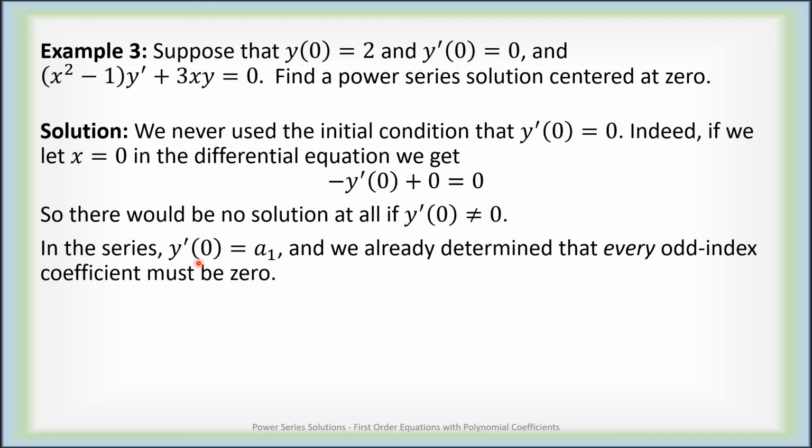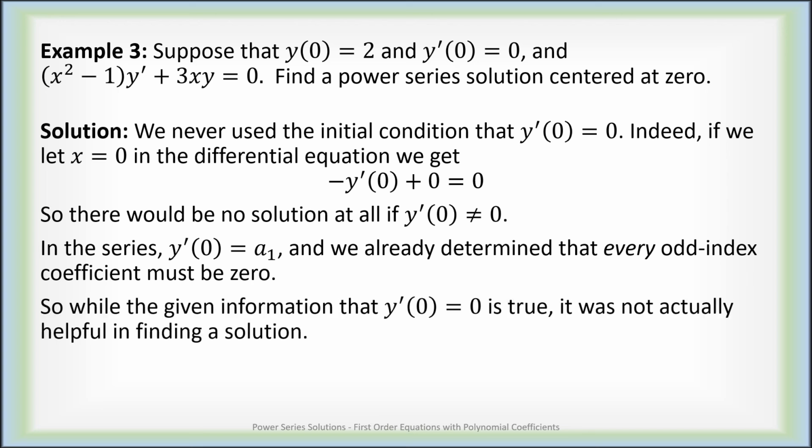Okay, so y prime of 0 is also a1, and we've already determined that every odd indexed ai must be 0. So indeed, the first derivative at 0 had to be 0. That wasn't really helpful information. So it's definitely true, but we never actually used it to find our solution. Also, since we do have a first order differential equation here, typically an initial value problem would actually give us just the value y of 0 and not give us y prime of 0. That was extra information. There was only one possible value it could ever take.